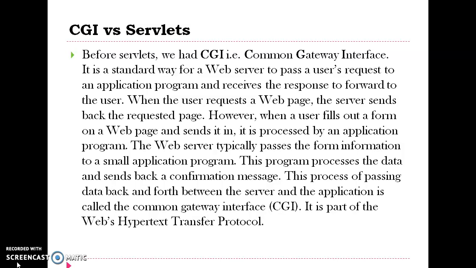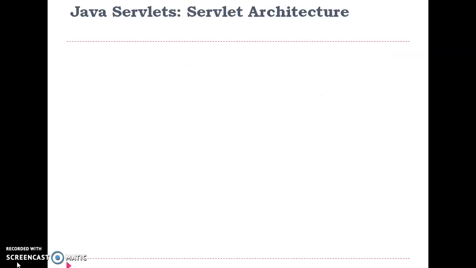This program processes the data and sends back a confirmation message. This process of passing data back and forth between the server and the application is called the Common Gateway Interface. It is a part of the web's hypertext transfer protocol. Now let us see Java Servlet architecture.